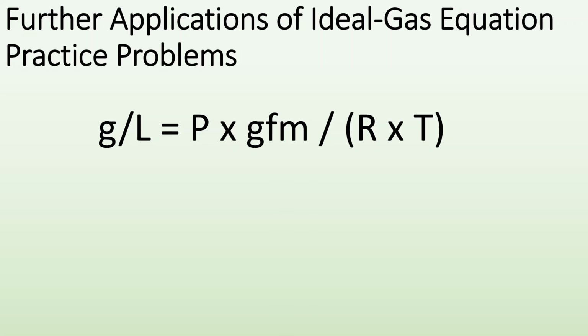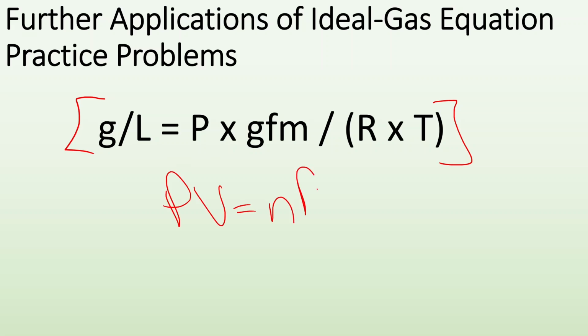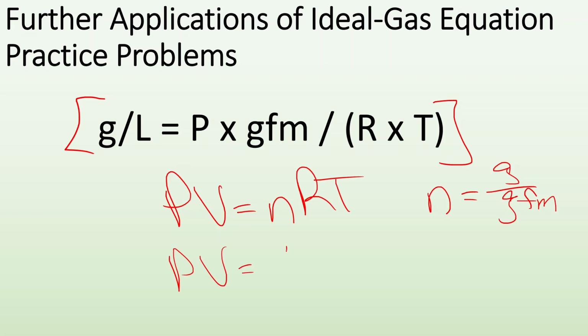Mr. Donahue here again. This time we're going to take a look at practice problems for further applications of the ideal gas equation. This is an equation we're going to end up using, and it comes from PV equals nRT. We also know that moles equals grams over GFM, the gram formula mass. If I substitute that in, I get PV equals grams over the gram formula mass times RT. From that, we can figure out density or the gram formula mass and that kind of info.